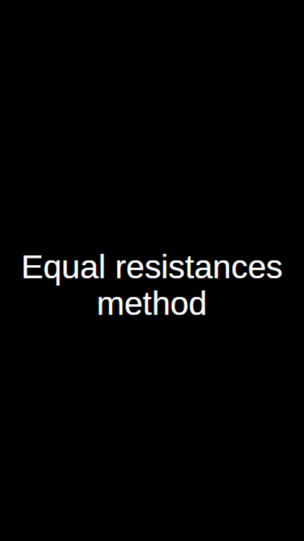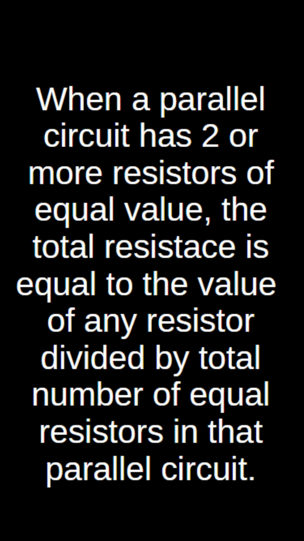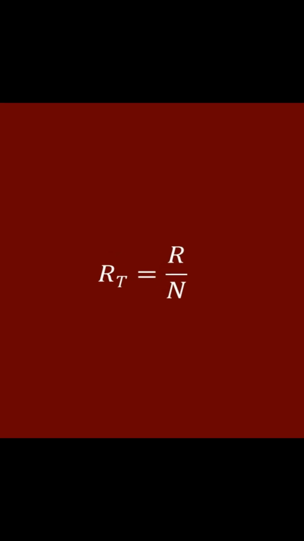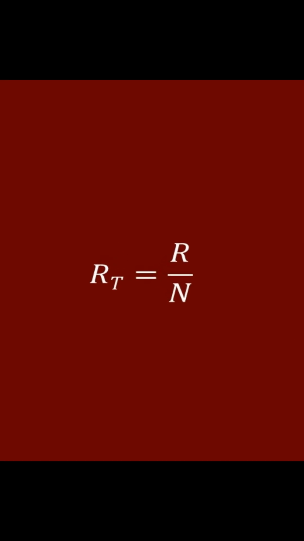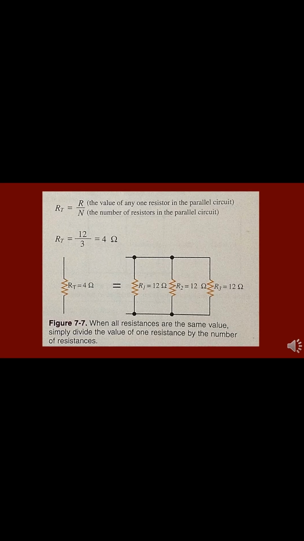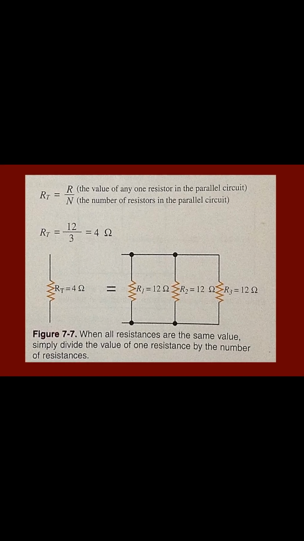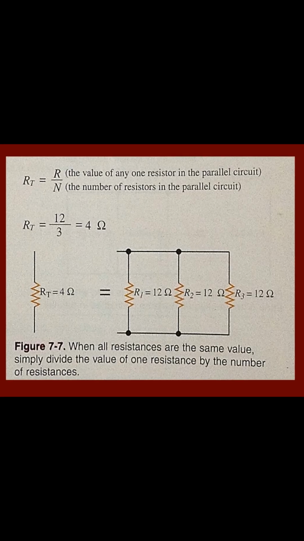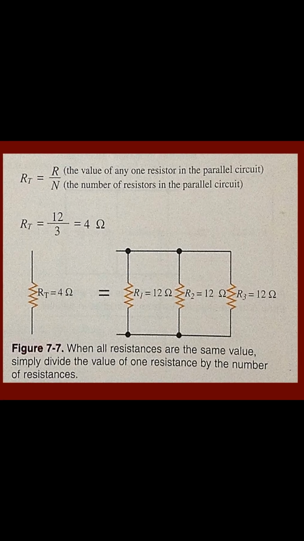The equal resistances method. When a parallel circuit consists of 2 or more resistors of equal value, the total resistance is equal to the value of any resistor divided by the total number of equal resistors in that parallel circuit. The formula is shown on the screen, where n is equal to the total number of resistances. In figure 7-7, the 3 12 ohm resistors are connected in parallel. The total resistance for the circuit in figure 7-7 is 4 ohms, or 12 ohms divided by 3 equals 4 ohms.